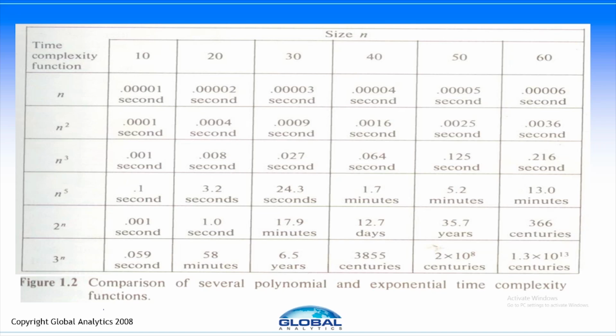If you have an n cubed algorithm and you are trying to work on a problem of size 60, then that n cubed algorithm will take 0.216 second. A 2 power n algorithm will take 366 centuries. A 3 power n algorithm will take 1.3 into 10 power 13 centuries. So that is the explosion that happens with exponents, and we are only talking about problem size 60, right? You just go increase it and it's mind boggling, right?